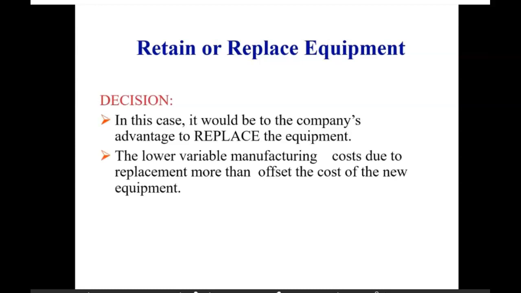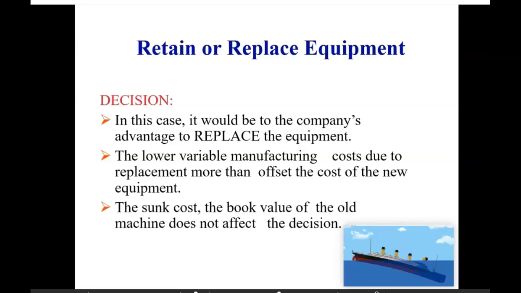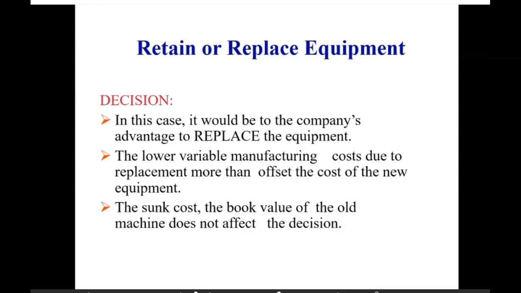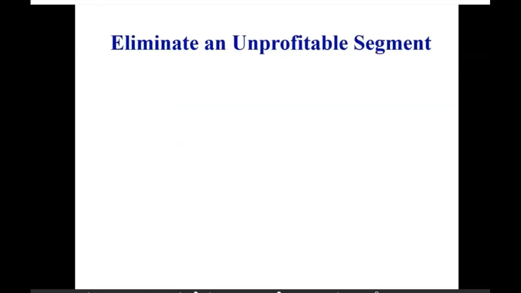The lower variable cost due to the replacement more than offsets the cost of the new equipment. The sunk cost and the book value of the old equipment are irrelevant, and they do not affect our decisions in the future. Those costs are in the past.